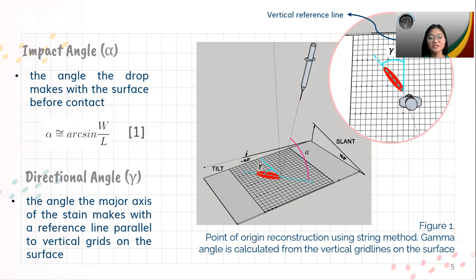In back projecting the trajectory of an angled drip stain, the directional angle is first used to determine the projection of the origin on the surface, and then the impact angle is used to translate this projection to the point of origin in 3D space. Now, instead of a varying source, we can introduce a tilt and the slant on the surface and fix the origin instead, so that passive drops are created. Now, the combination of tilt and slant would create an elliptical stain where the alpha and the gamma angles can be extracted from.